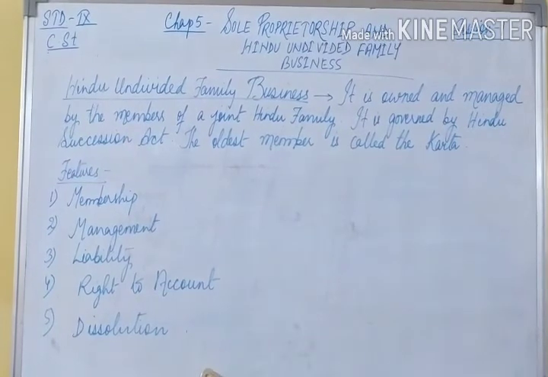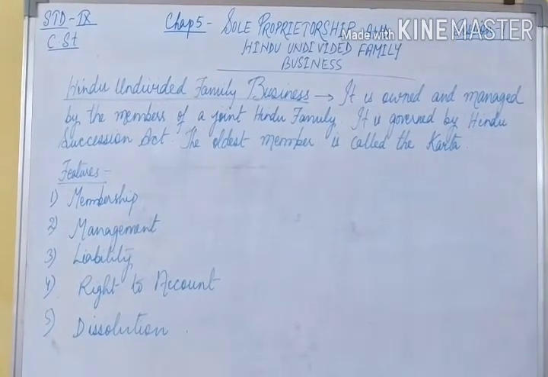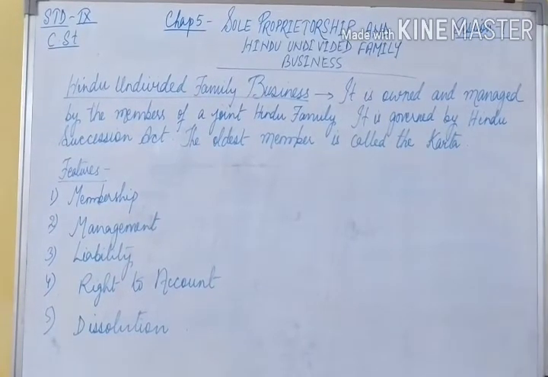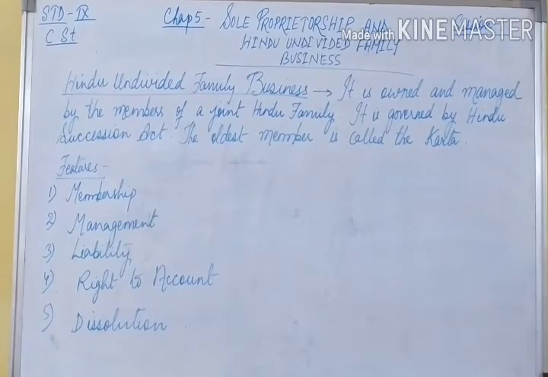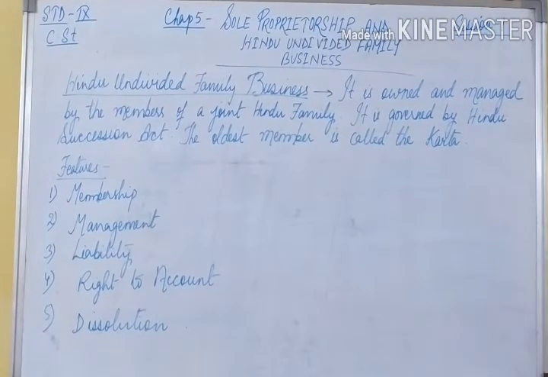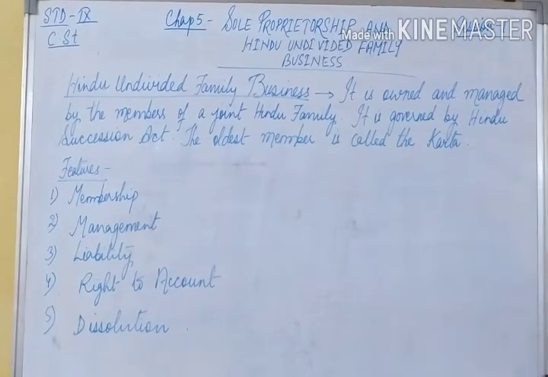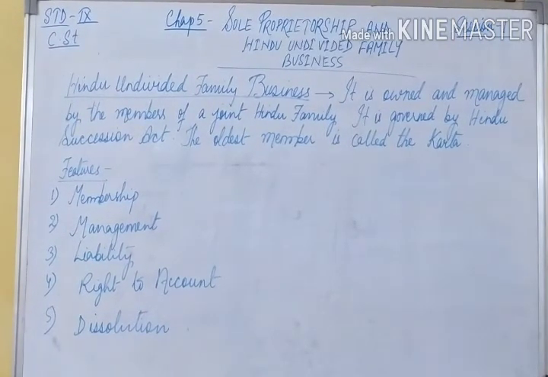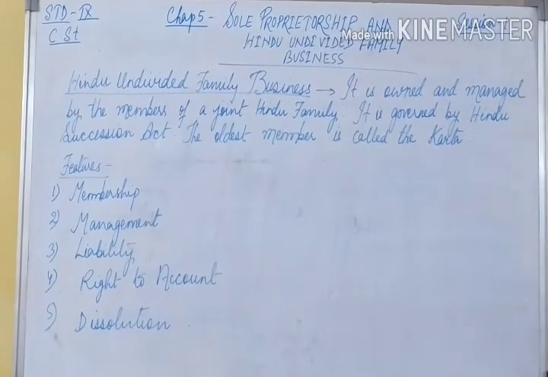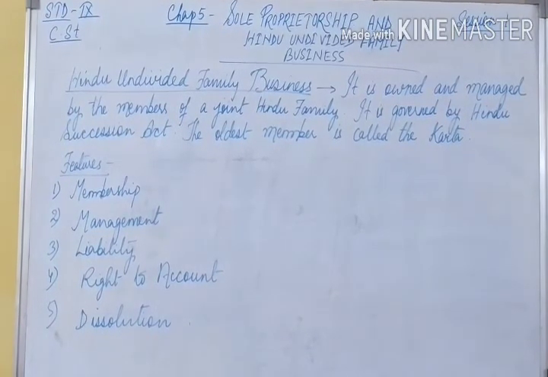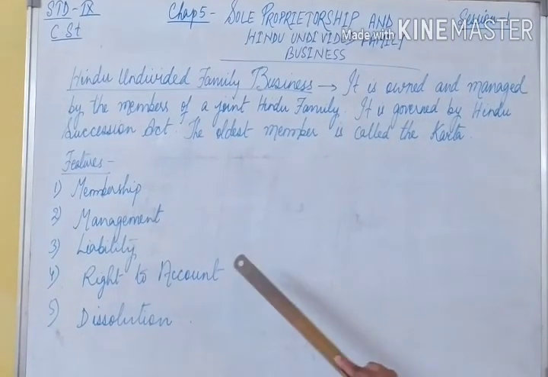Next, dissolution. Joint Hindu family business is not dissolved on the death of the co-partner. It comes to an end when all the members notify that they are not members of the joint Hindu family business. That means when all the members agree that they don't want to continue with the business, in that case only the joint Hindu family business comes to an end. It gets dissolved. I think you all have understood the meaning and the features.